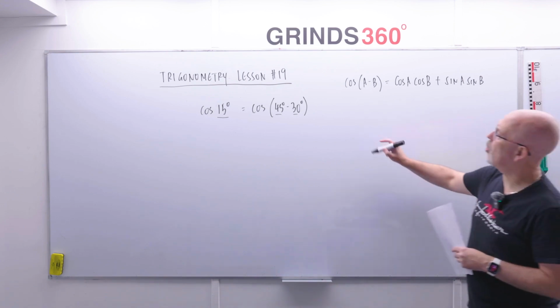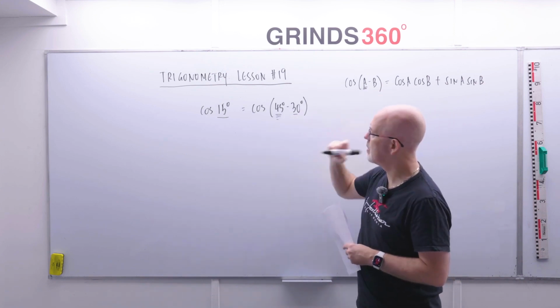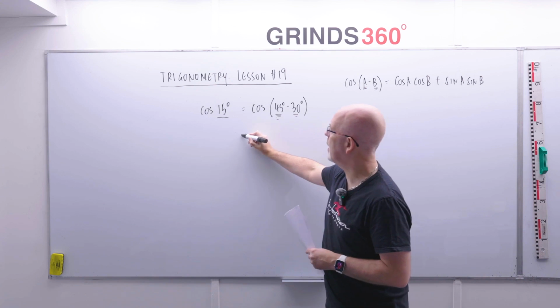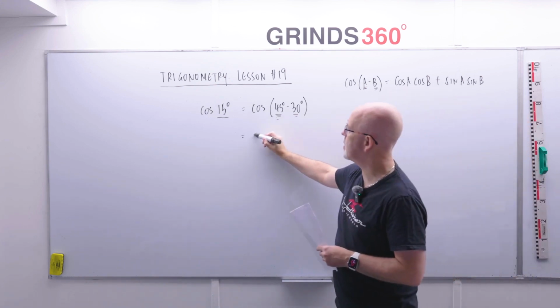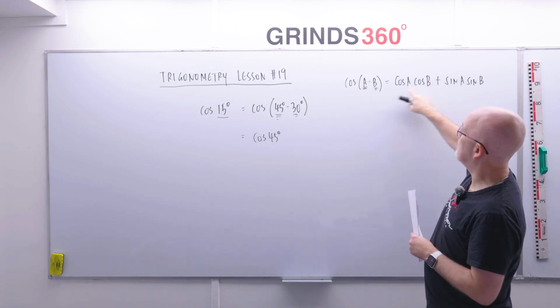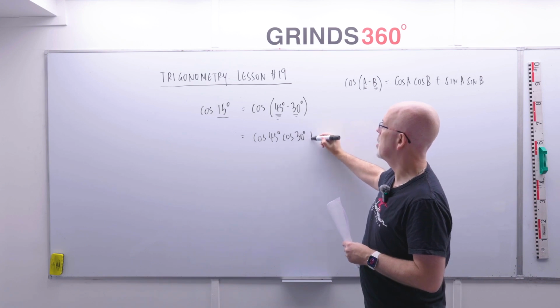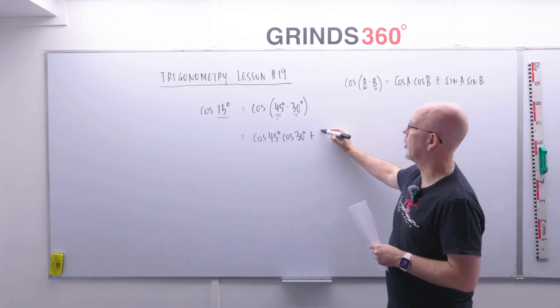You can see in this formula here, A is 45 degrees and B is 30 degrees. So I can just fill that in. If A is 45 degrees, cosine A is cosine 45 degrees. Cosine B, and B is 30 degrees, that's cosine 30. Plus sine A, sine B is sine 45, sine 30.